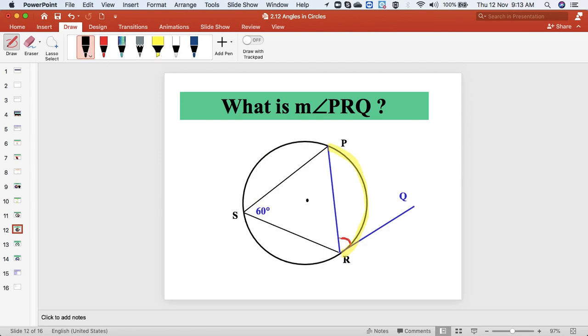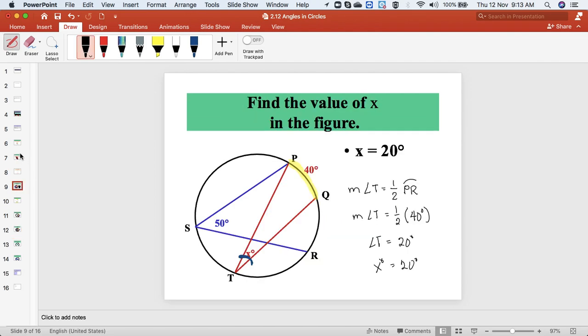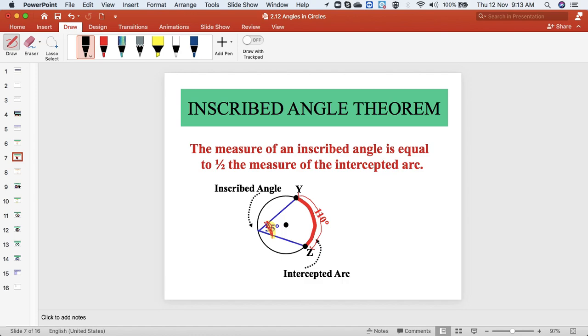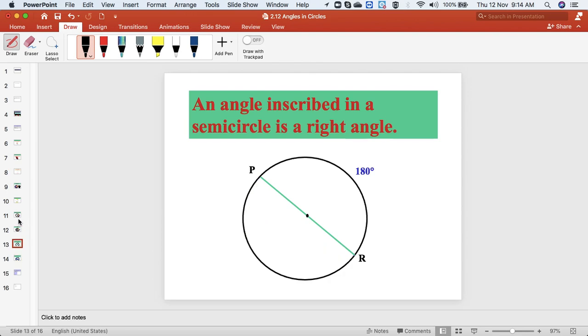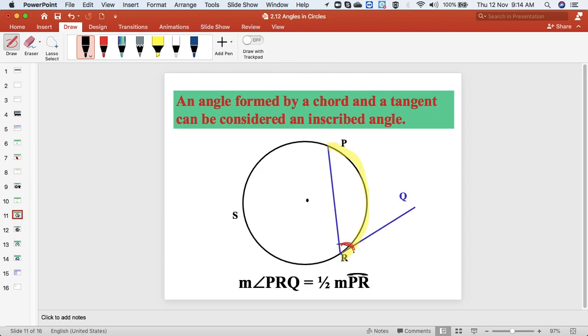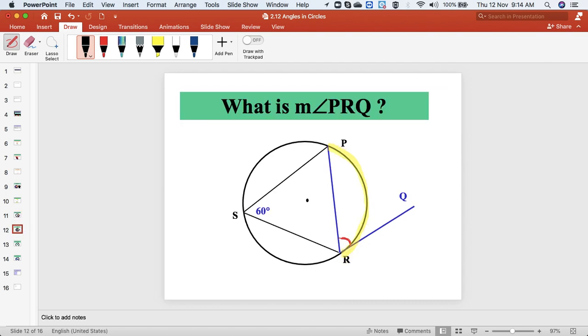Since we have already discussed from the previous slide, the measure of an inscribed angle is equal to half the measure of the intercepted arc. So therefore, the intercepted arc is twice the measure of the inscribed angle, right? So going back to our question, there's no measurement for arc PR, but there is a measurement for the inscribed angle, which is 60.